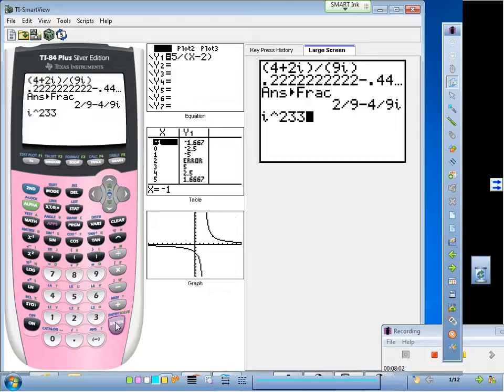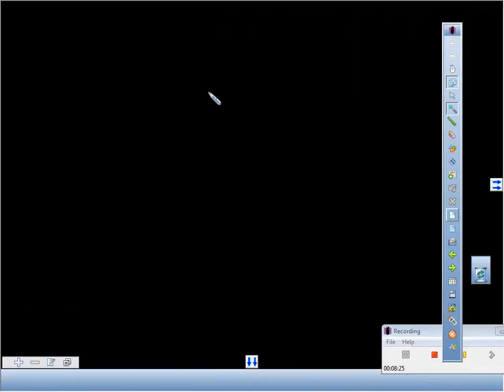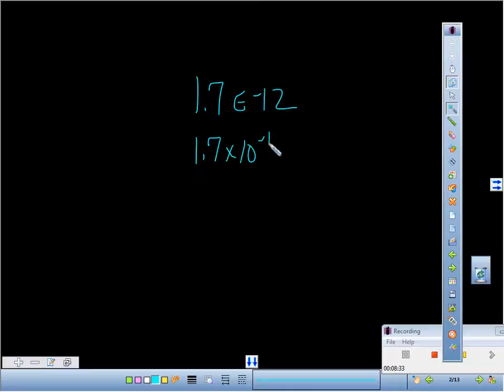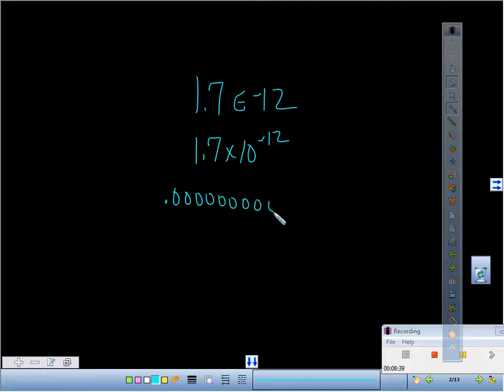All right, and so then I put it in my calculator, and this is what I got. Is that i? There's my i right there, okay? But I got to add this number to it. I'm going to write that number down, and then we're going to talk about it, okay? That number is 1.7 e to the minus 12. What does that mean? 1.7 times 10 to the minus 12. And it is 1, 2, 3, 4, 5, 6, 7, 8, 9, 10, 11, 1, 7.